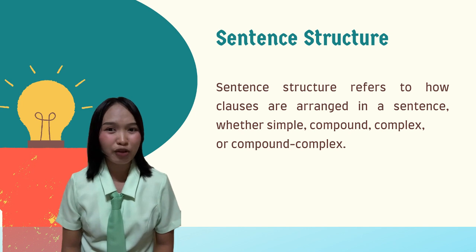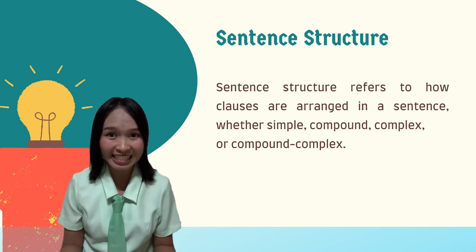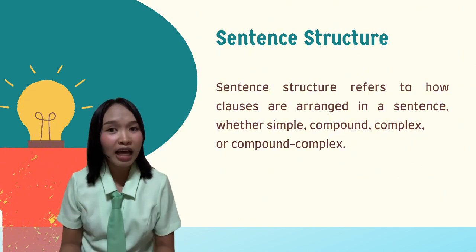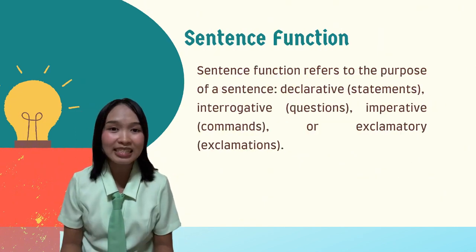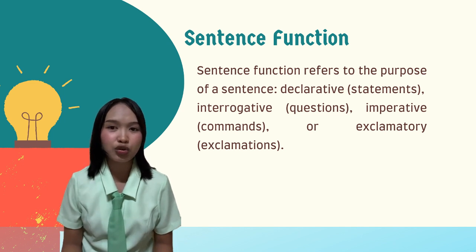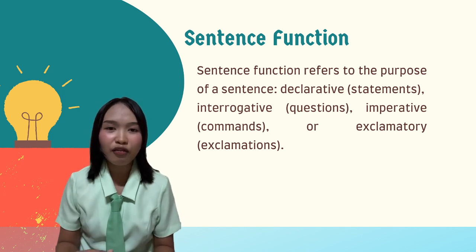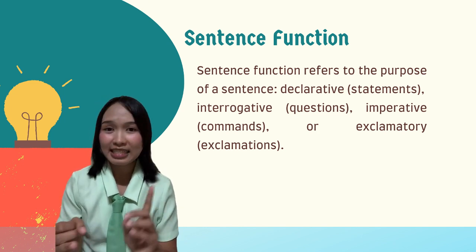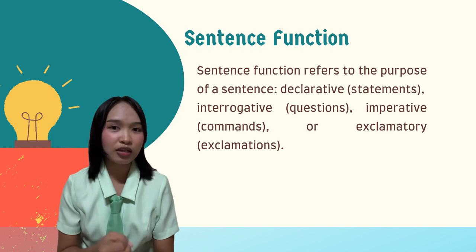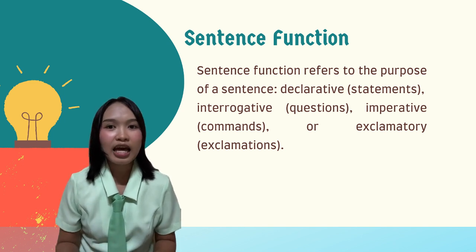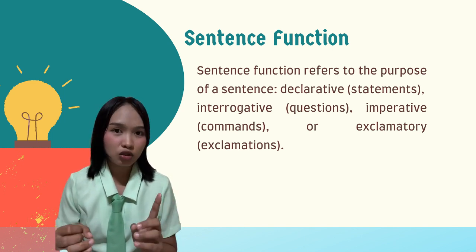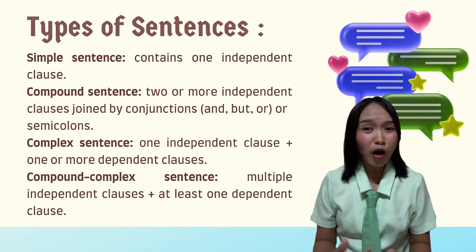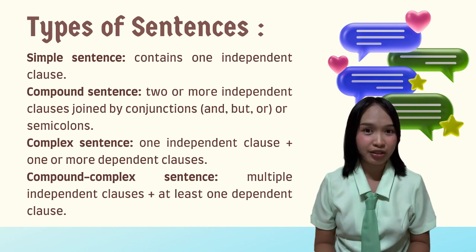Sentence structure refers to how clauses are arranged in a sentence, whether simple, compound, complex, or compound-complex. Sentence function refers to the purpose of a sentence. For example, declarative statements, interrogative questions, imperatives, which means commands, or exclamatory, or exclamation. There are also types of sentence structures.